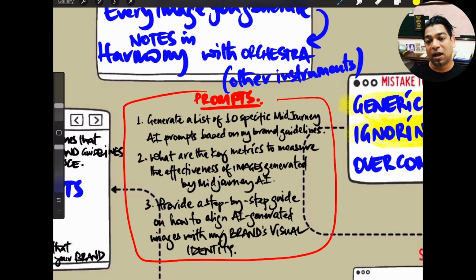The second is: what are the key metrics to measure the effectiveness of images generated by MidJourney AI? Find out and see what is out there, what works, and what is working for other people. And the third one is: provide a step-by-step guide on how to align AI-generated images with my brand's visual identity, and my brand's visual identity is XYZ. So give it what your visual identity is and what you're trying to achieve, and ask it for step-by-step guidelines on how to align the images that you're making with your brand identity.